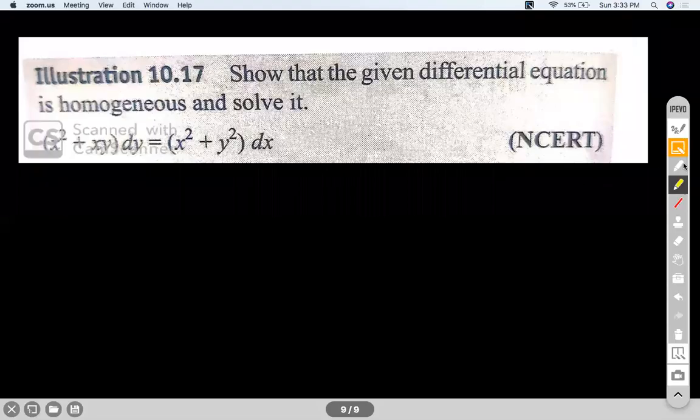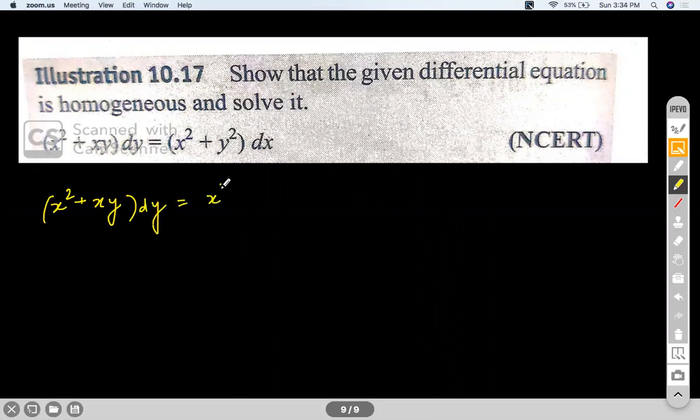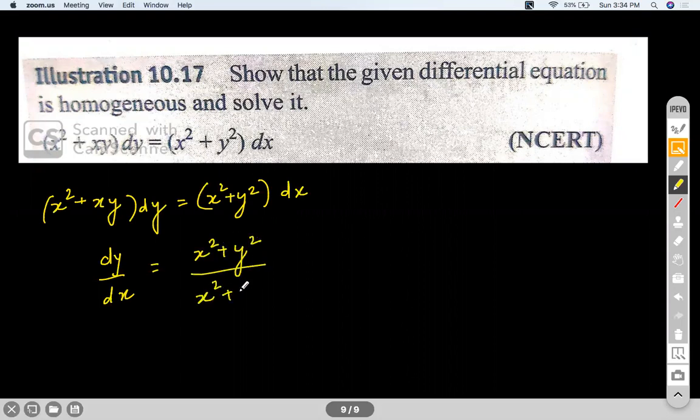All right, so here you can see a question. The question says, show that the given differential equation is homogeneous and solve it. Okay, so the question is x square plus xy dy is equal to x square plus y square dx. So if you write it as a dy by dx expression, you will end up getting x square plus y square by x square plus xy.